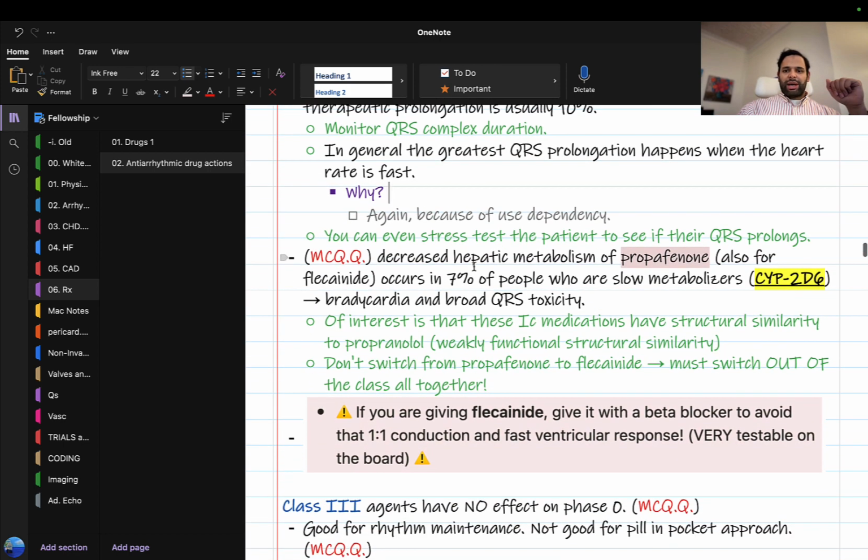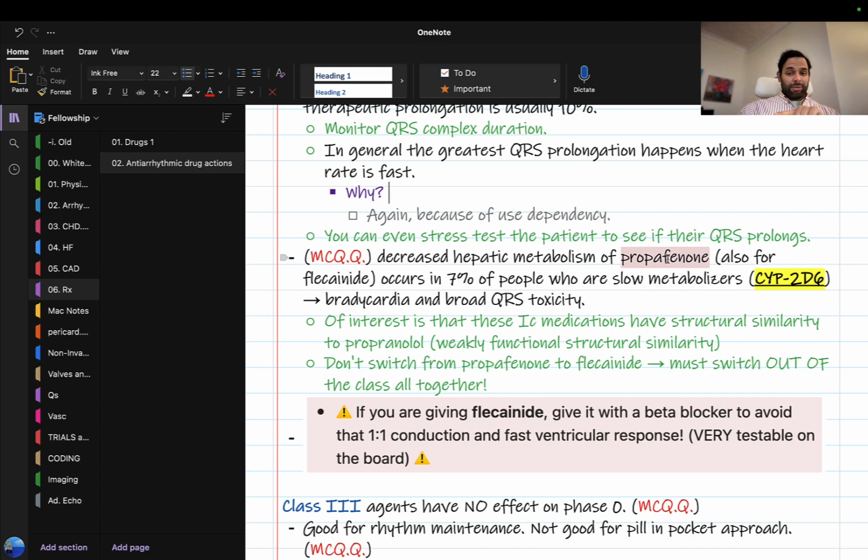Now, decreased hepatic metabolism of propafenone, the other 1C medication. We just discussed flecainide. Propafenone is the other 1C. It's really the same for flecainide, but more pronounced for propafenone. And propafenone is the one that is usually tested for this fact, the metabolism fact. It occurs in 7% of people who are slow metabolizers.